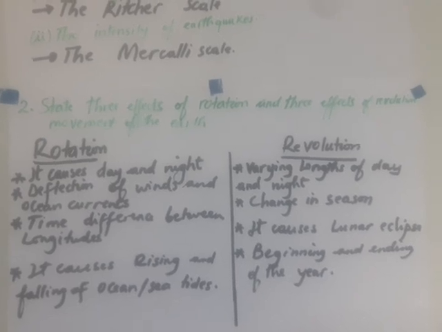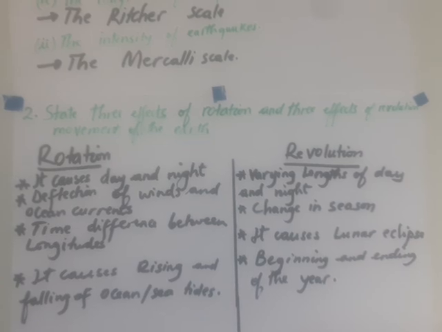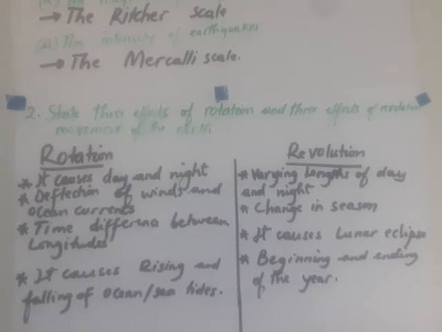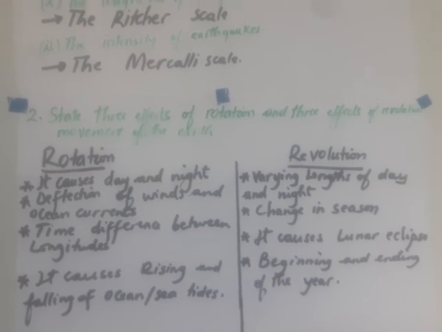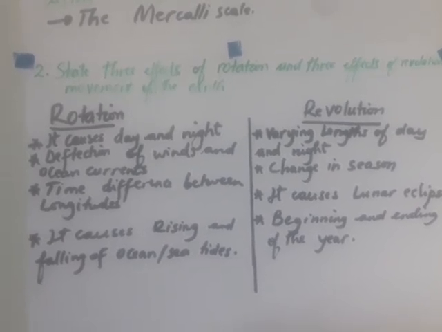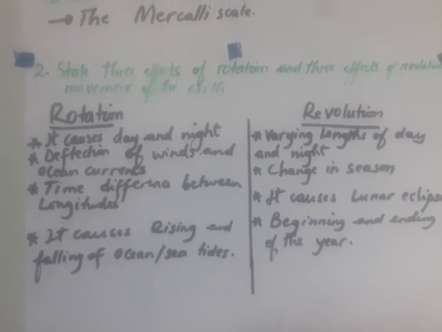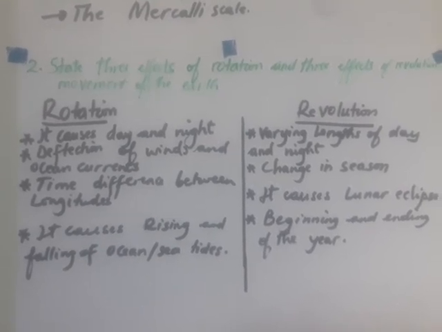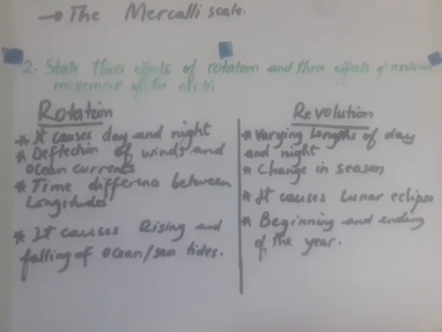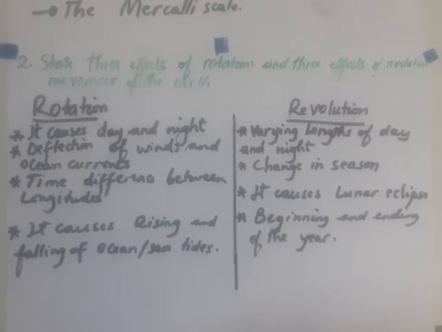The question number 2 is asking, state 3 effects of rotation and 3 effects of revolution movements of the earth. Remember that in the previous episode we were talking about the types of earth movement. We talked about rotation movement and revolution movement. Rotation is the movement of the earth spinning on its own axis, while revolution is the movement of the earth turning around the sun.